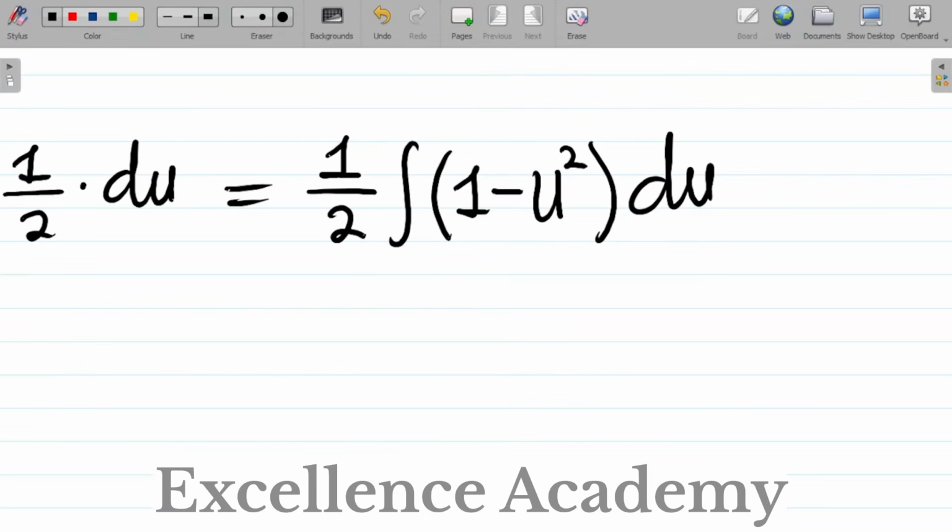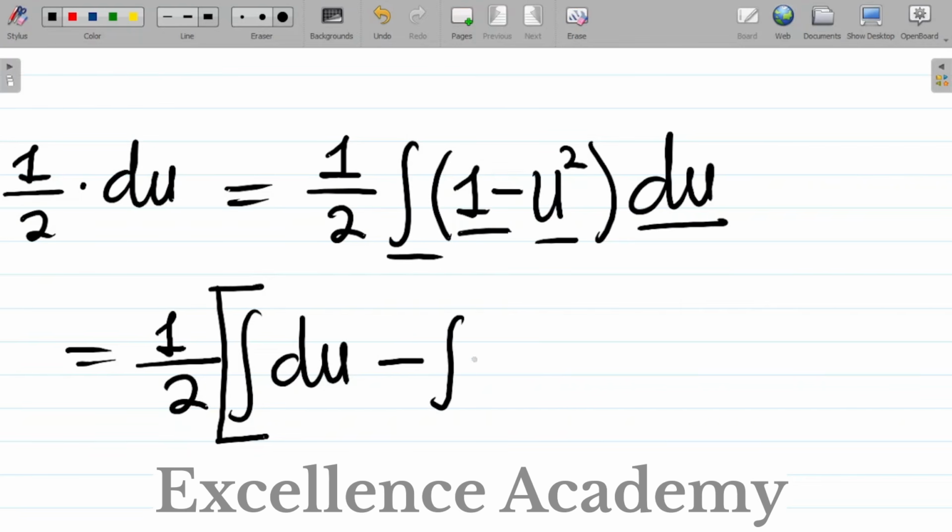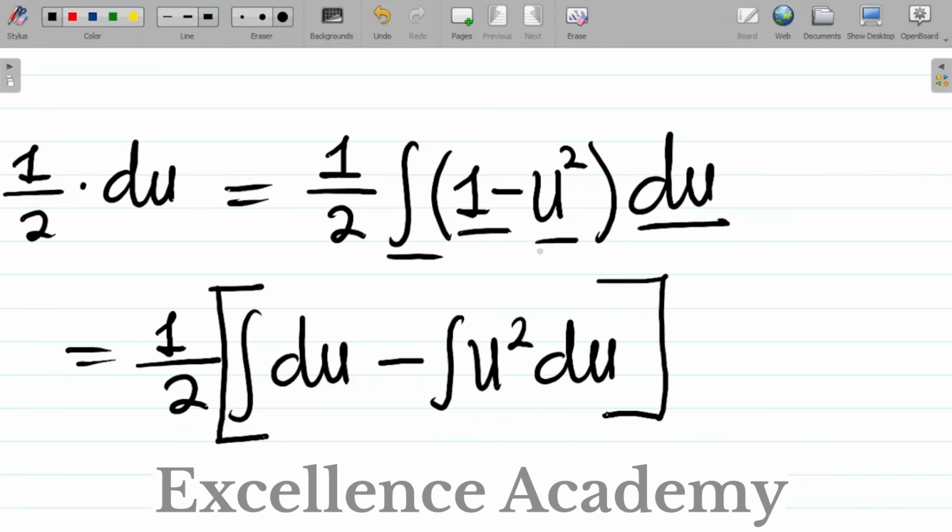All right, let's expand this. This is equal to 1 all over 2 the integral of, we'll take 1 and du. So 1 times du gives you du. I'll take 1 times du, that's du, minus, this minus here. I'll take integral sign and this, that becomes integral of u squared, and then this, that's du. So you have this, all right?